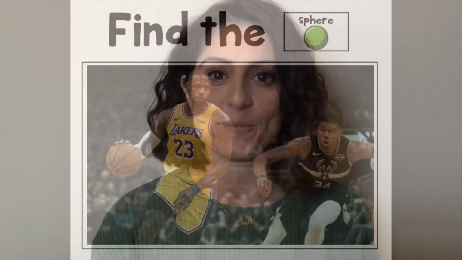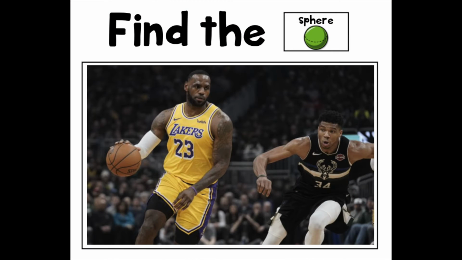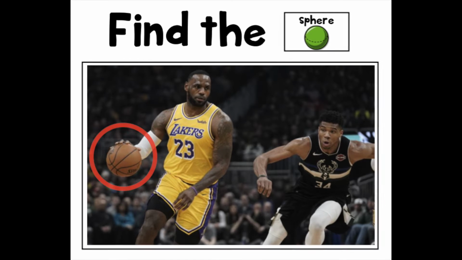I'm going to show you a picture and then tell you to find a 3D shape inside of that picture. Once you find it, put your finger on that picture, and then I'll give you the answer. We'll try this a few times. Here we go. Find the sphere in this picture. When you find it, put your finger on it. You got it! A basketball is the shape of a sphere.